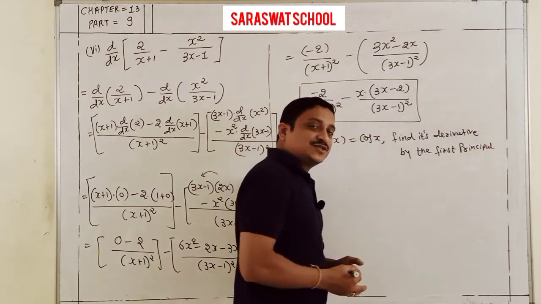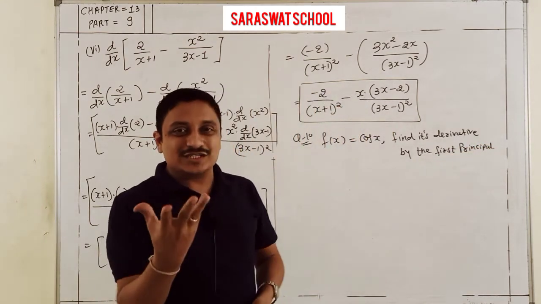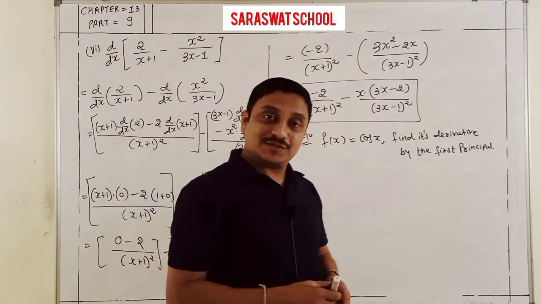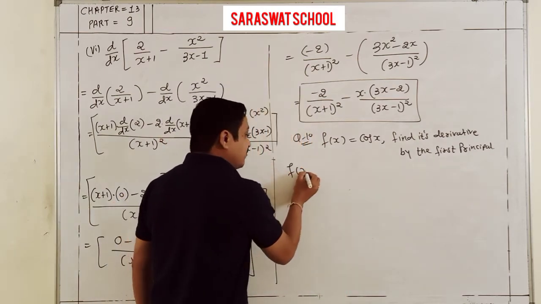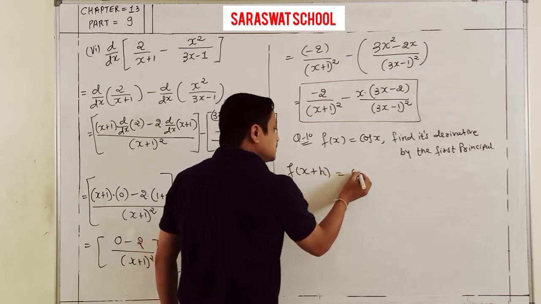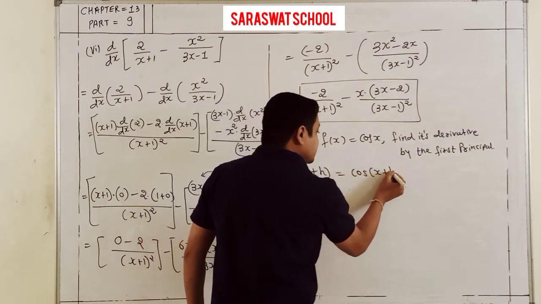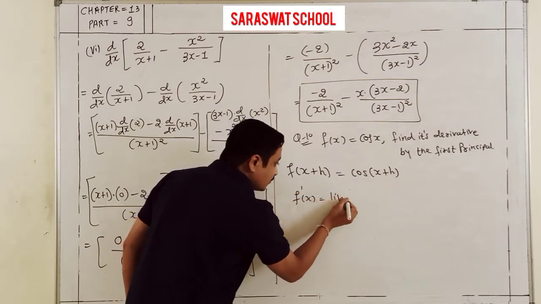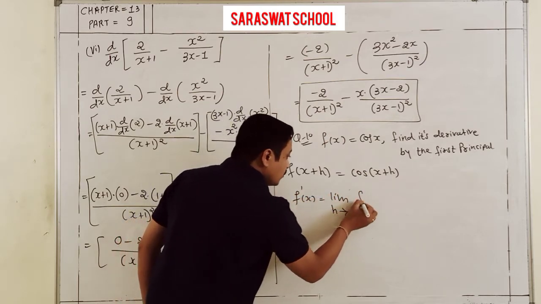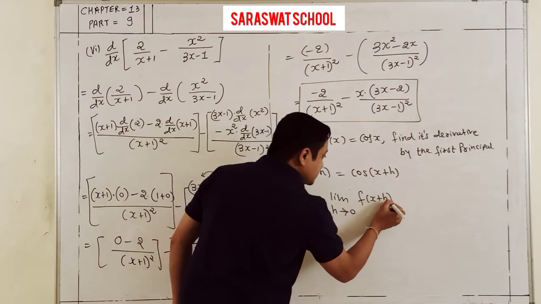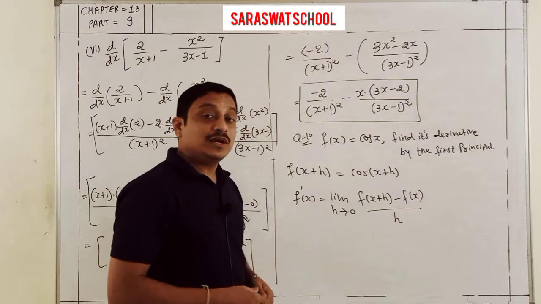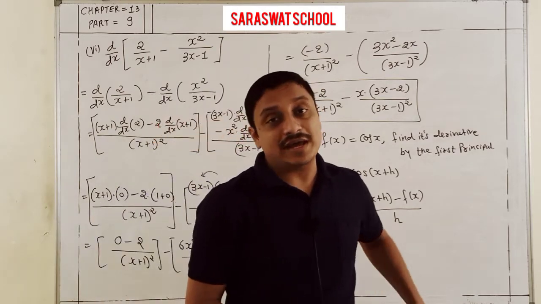First principle means, students, definitions, and the cos x derivative is already known: minus sin x. Yes, here they are asking by first principle, so I will start with f of x plus h, which is cos of x plus h, and by first principle f dash x is equal to limit h tends to 0 of f of x plus h minus f x upon h, and you will apply all the values one by one.